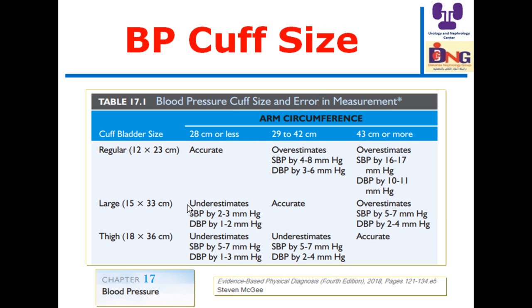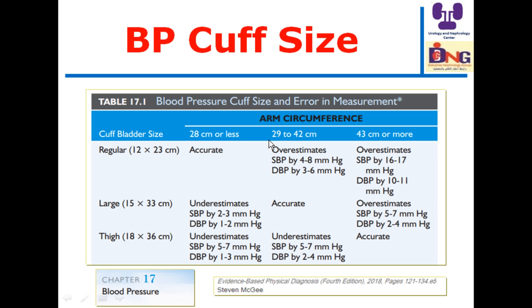Again and again, regarding the cuff, we should respect the cuff size, because this slide shows 3 sizes. So we have regular cuff bladder size, 12 by 23 centimeter, large cuffs 15 by 33 centimeter, thigh cuffs 18 by 36 centimeter. If you use the regular cuff for arm circumference of 28 centimeter or less, it will be inaccurate for measurement.